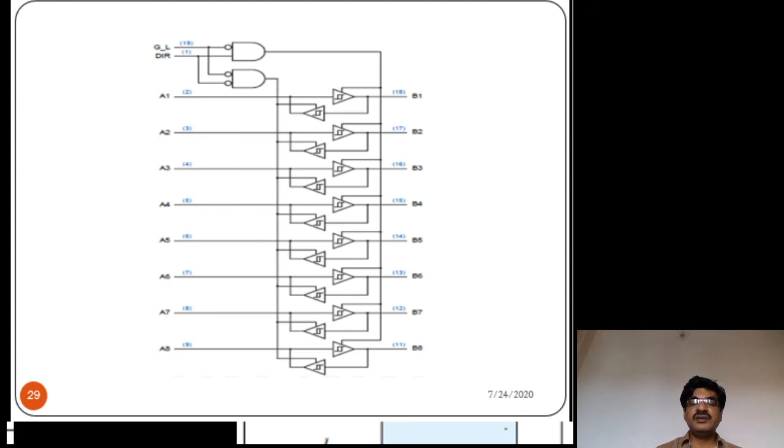So these are some of the tri-state devices, their functionalities, and MSI ICs. Right? With reference to these, you develop a VHDL program for these two ICs.